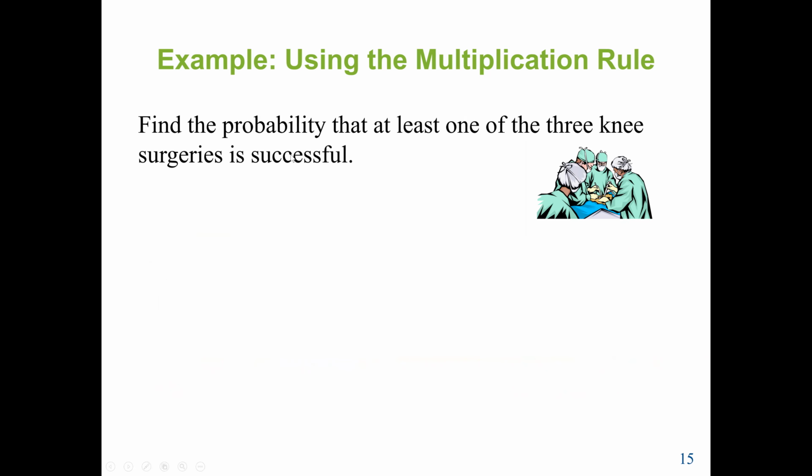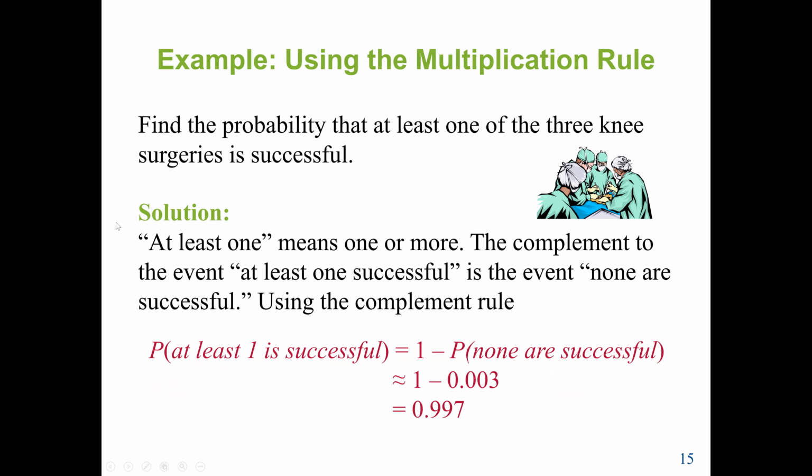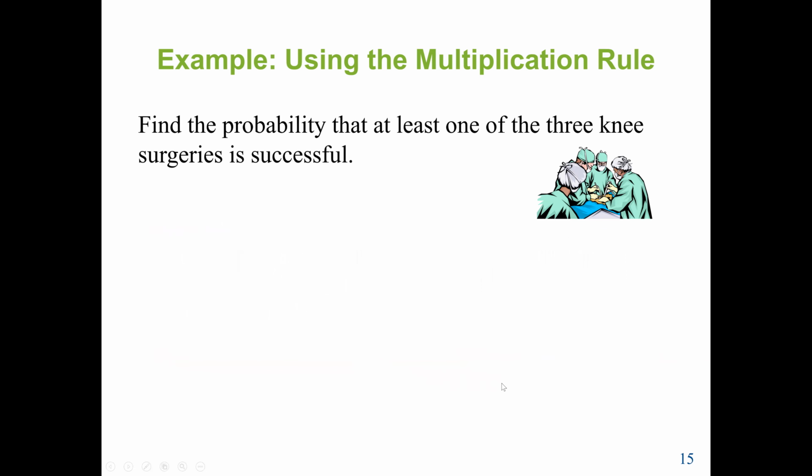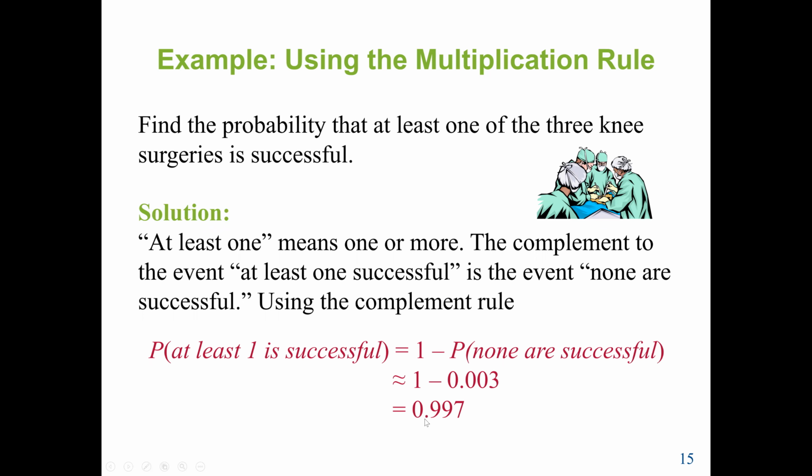Now, next is to find the probability that at least one of the three knee surgeries is successful. So here we say at least one, which means it can be one or more. The complement of the event at least one successful is the event that none are successful. So using the complement rule, the probability that at least one is successful will be 1 minus the probability that none are successful. Now, the probability that none are successful is 0.003.